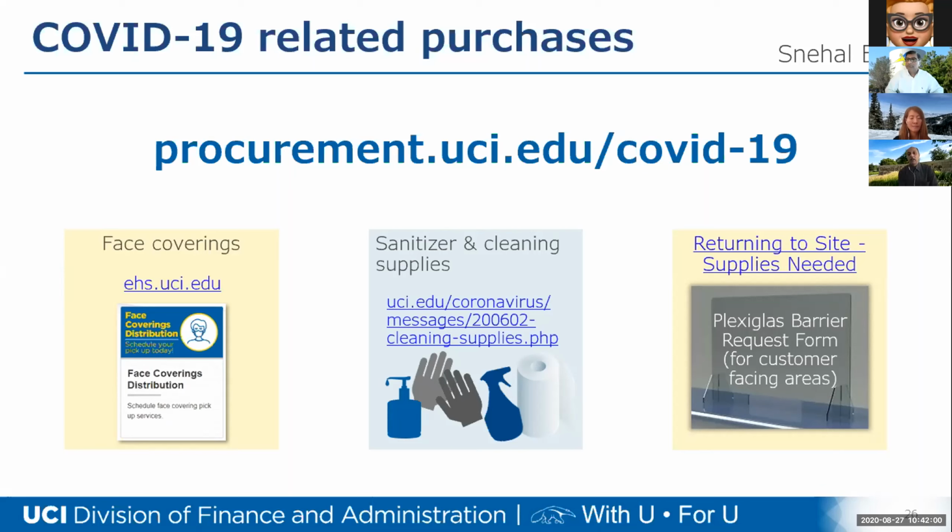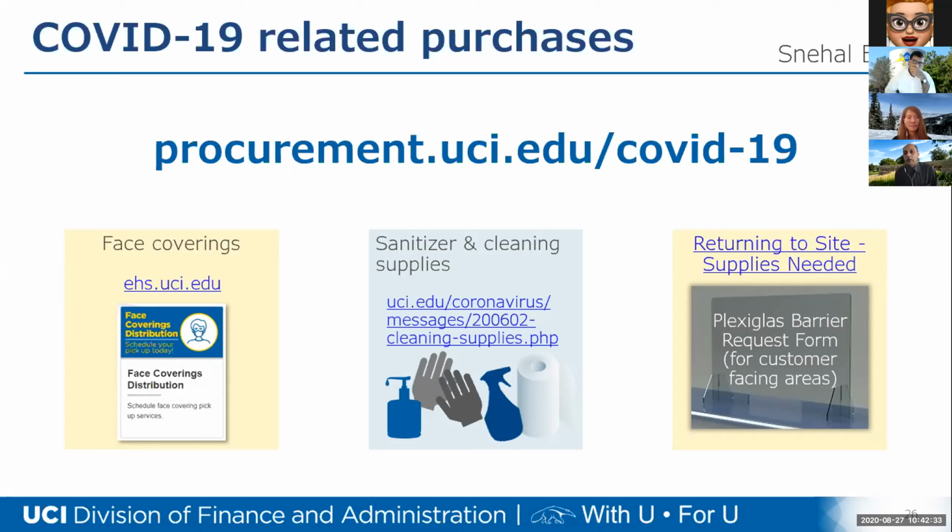For those who don't have that, you can go to the website that is available. There's a link on the facilities management website, uci.edu/coronavirus/ some numbers and cleaning supplies.php. And there is a link to a form that you need to fill out to let them know how many people you need the supplies for and the kind of products that you are looking for. And facilities management will make arrangements for you to have those products.